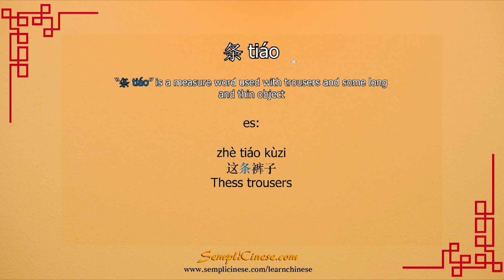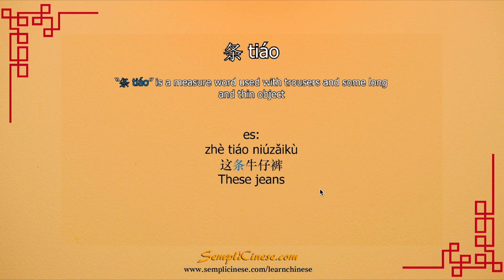Next we have 条. 条 is another measure word used with trousers and some long and thin objects. For example, 这条裤子, these trousers. Or 这条牛仔裤, these jeans. 这条牛仔裤.